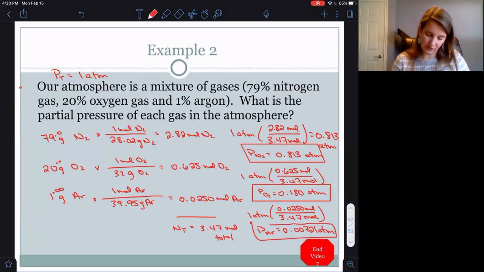So again, we're going to use this equation when we are given the total pressure of a mixture of gases and the amounts of each gas in that mixture, okay?